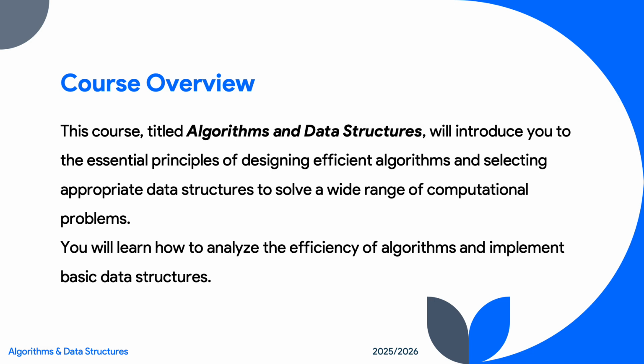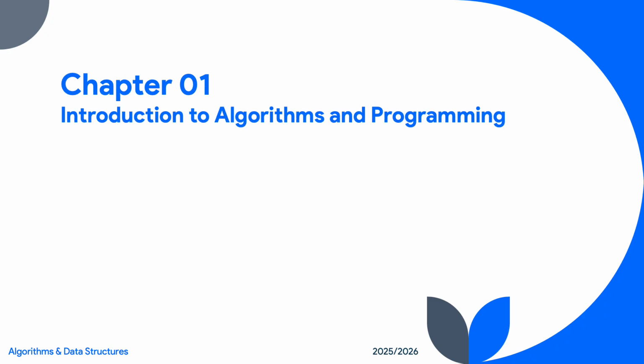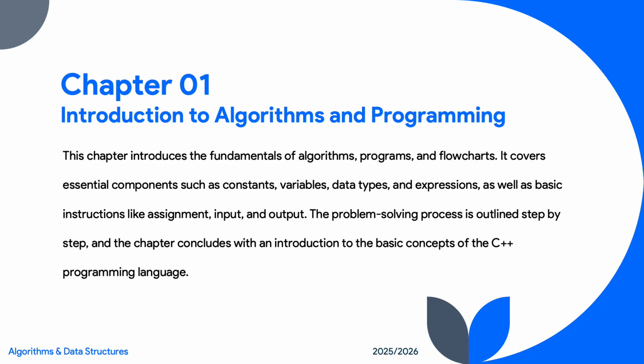Now let's take a look at the course content. Chapter 1, Introduction to Algorithms and Programming. This chapter introduces the fundamentals of algorithms, programs, and flowcharts. It covers essential components such as constants, variables, data types, and expressions, as well as basic instructions like assignment, input, and output. The problem-solving process is outlined step by step, and the chapter concludes with an introduction to the basic concepts of the C++ programming language.